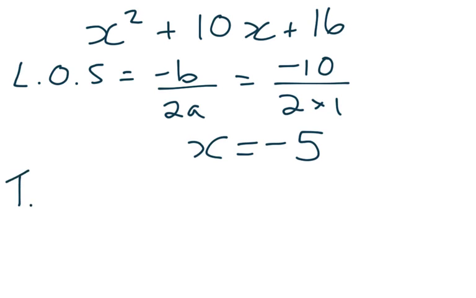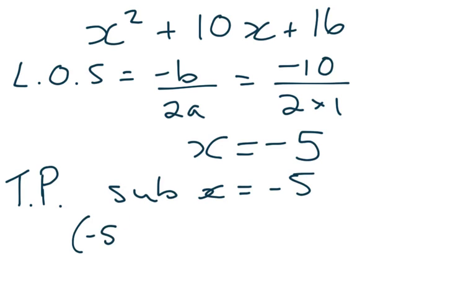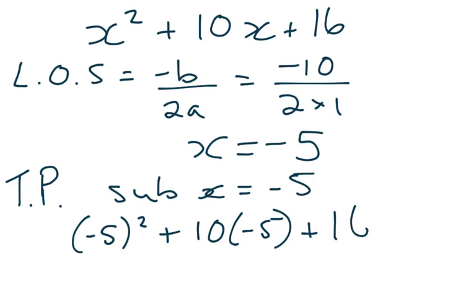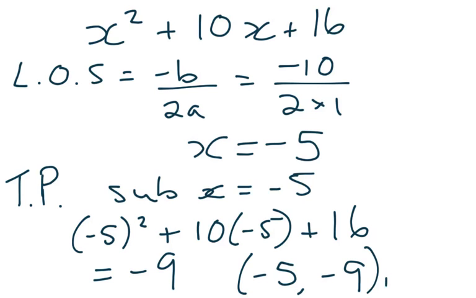And the last thing that we find is the turning point by subbing in the line of symmetry. So we sub x equals -5 into the equation. So we get -5 all squared plus 10 lots of -5 plus 16, which equals -9. Our turning point then becomes -5, -9, and it's a minimum. Now remember, it's a minimum because there is no negative number out the front here. Okay, so it's a minimum turning point because it will become the lowest point of the graph, and it will be a graph that looks like this.